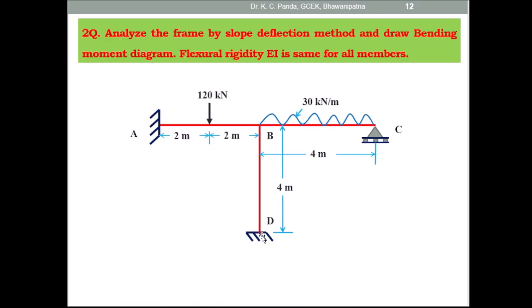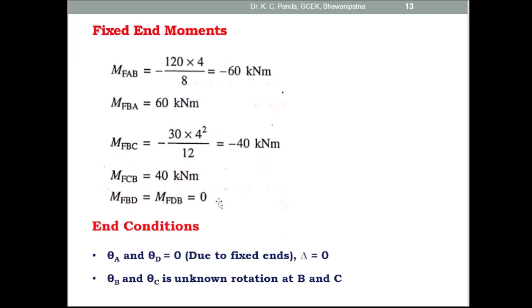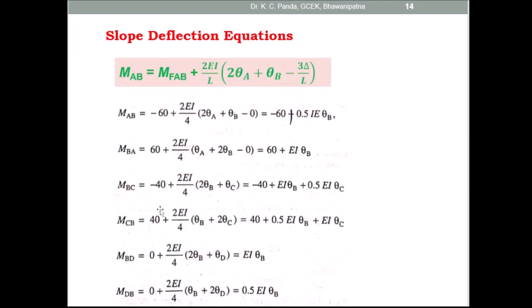Then take the vertical member BD and find MBD and MDB. MBD is equal to MFBD plus 2 EI by L into 2 theta B plus theta D minus 3 delta by L. As you know, theta D is equal to 0, theta B is unknown, delta is equal to 0, and MFBD is equal to 0. After putting these values, you get MBD is equal to EI into theta B.